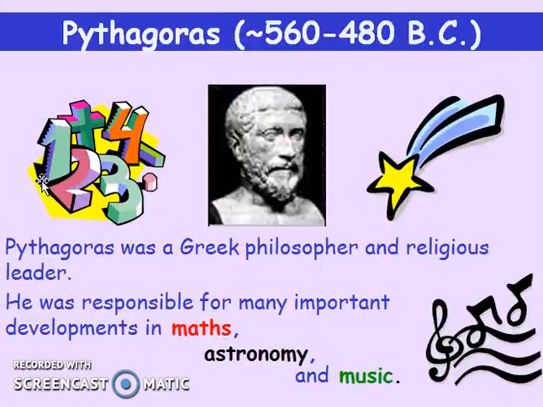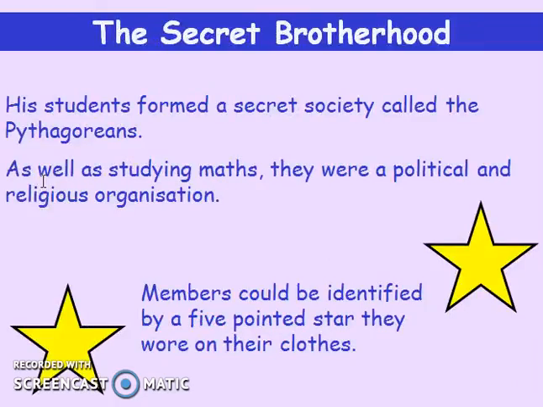Okay, Pythagoras was a Greek philosopher and a religious leader. He was responsible for many important developments in maths, astronomy, and also music. They also had the secret of their brotherhood. His students formed a secret society called the Pythagoreans. As well as studying maths, they were a political and religious organization. The members of the secret brotherhood could be identified by a 5-pointed star they wore on their clothes.